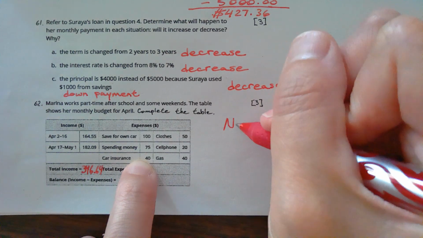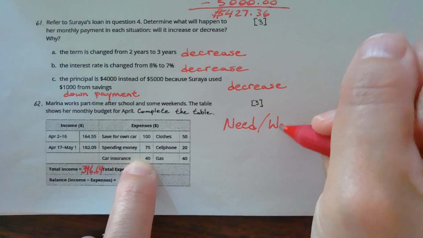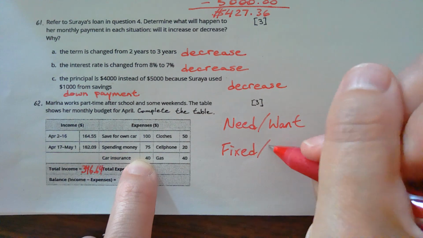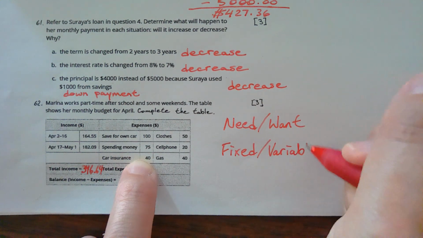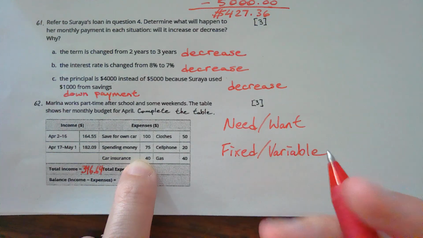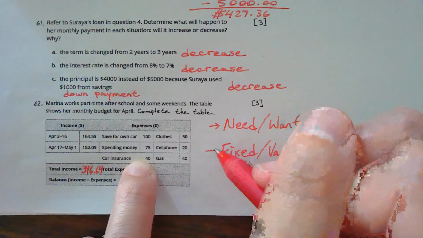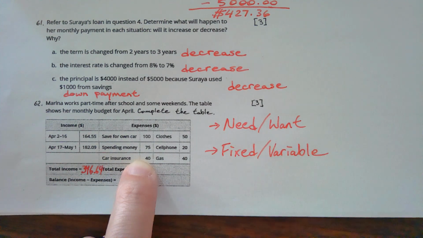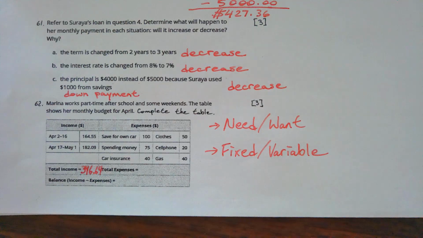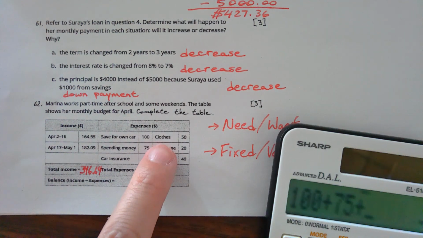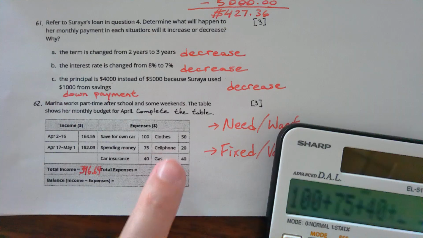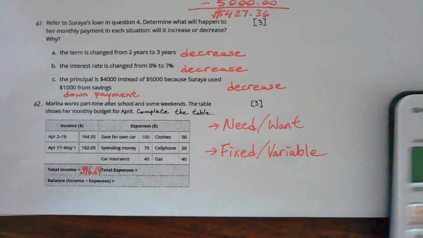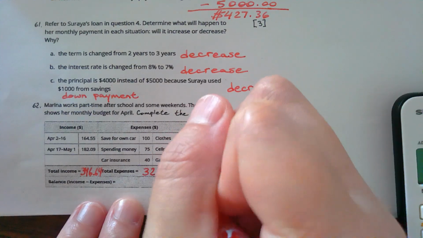All right, so need or want, and then fixed or variable. Remember, these are totally different. There's no connection between a need having to be variable or a want having to be fixed. It's two separate ideas. Okay. So when you add up the rest of these, cell phone, gas, your expense is $325.